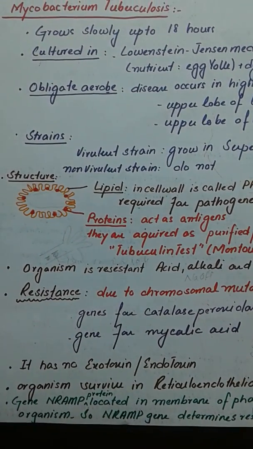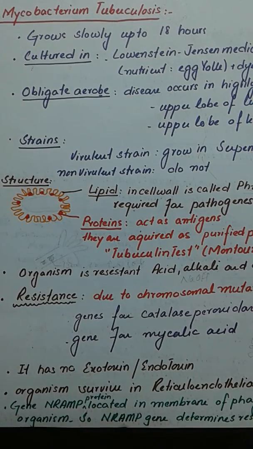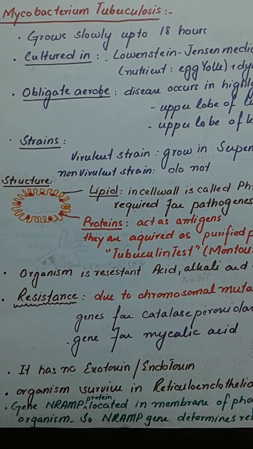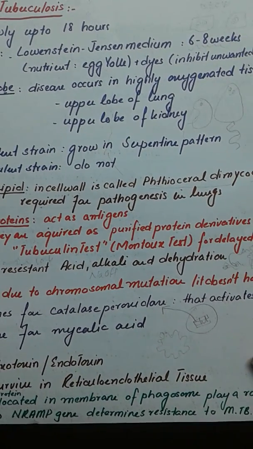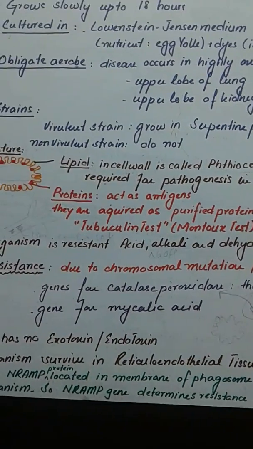Now, always remember, this organism has neither an exotoxin nor an endotoxin, and this organism lives in the reticuloendothelial system, which includes the spleen, the lymph nodes, and somewhat similar organs.